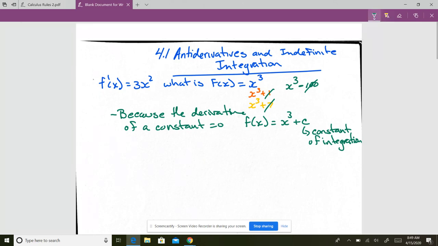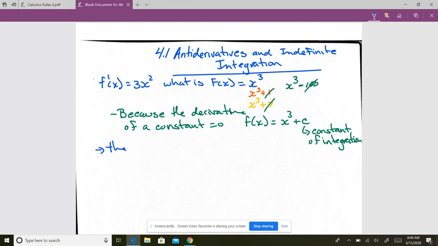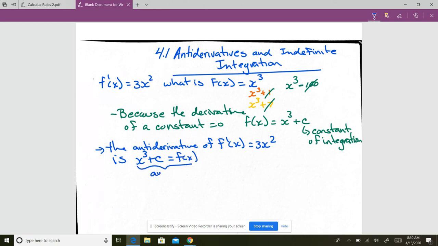So the formal way to say this is, the antiderivative of f of x equals 3x squared is x cubed plus c. This is called the antiderivative.